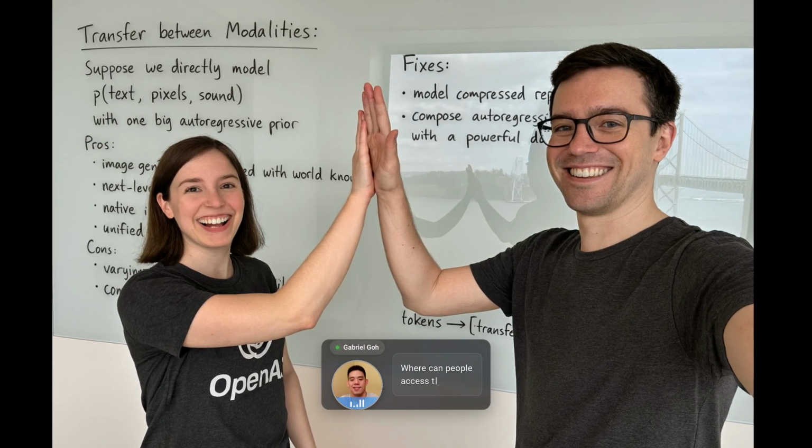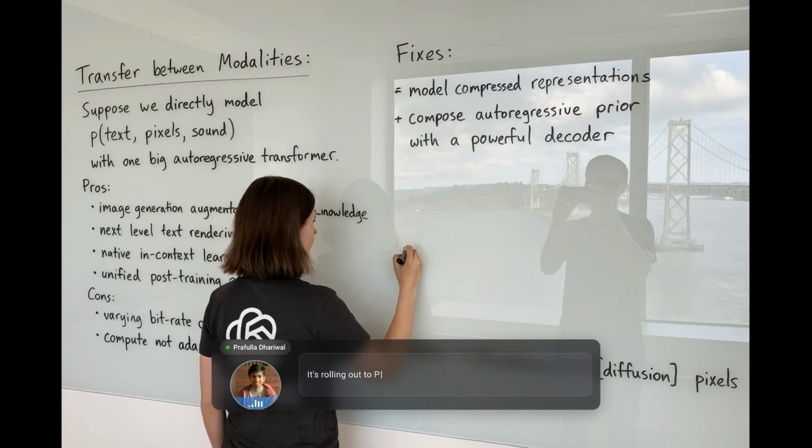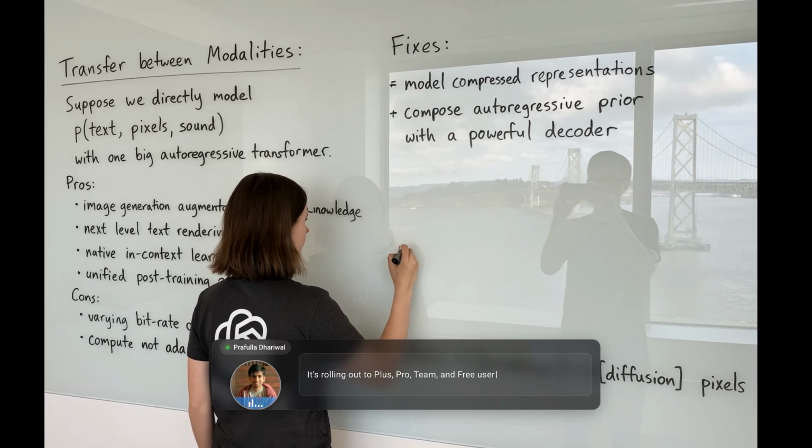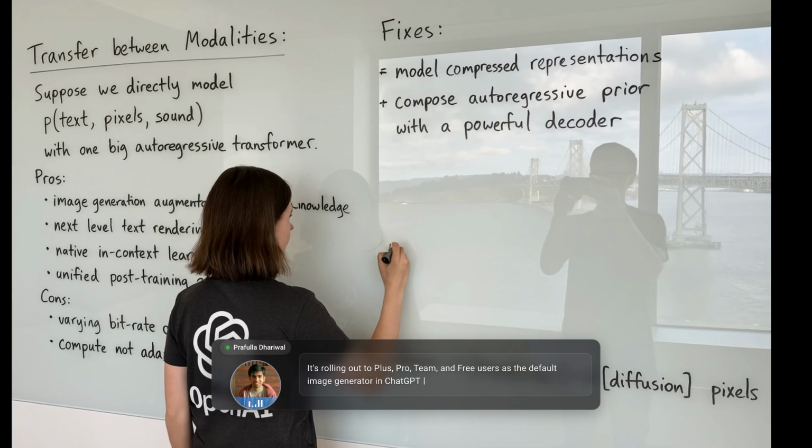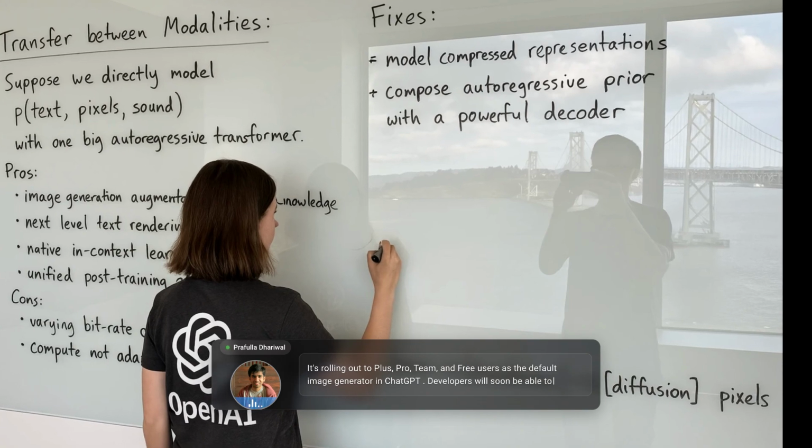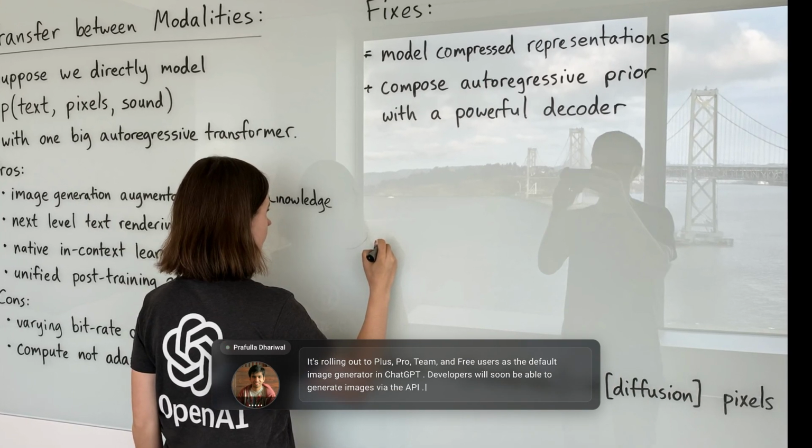Where can people access this? It's rolling out to Plus, Pro, Team, and free users as the default image generator in ChatGPT. Developers will soon be able to generate images via the API. And creating images is as simple as chatting. Just describe what you need, including specifics like aspect ratio or hex codes.